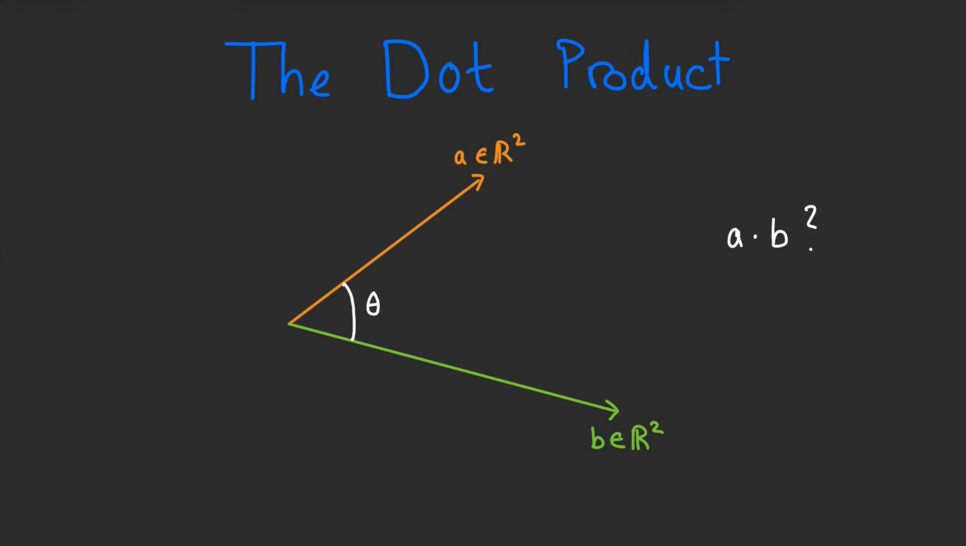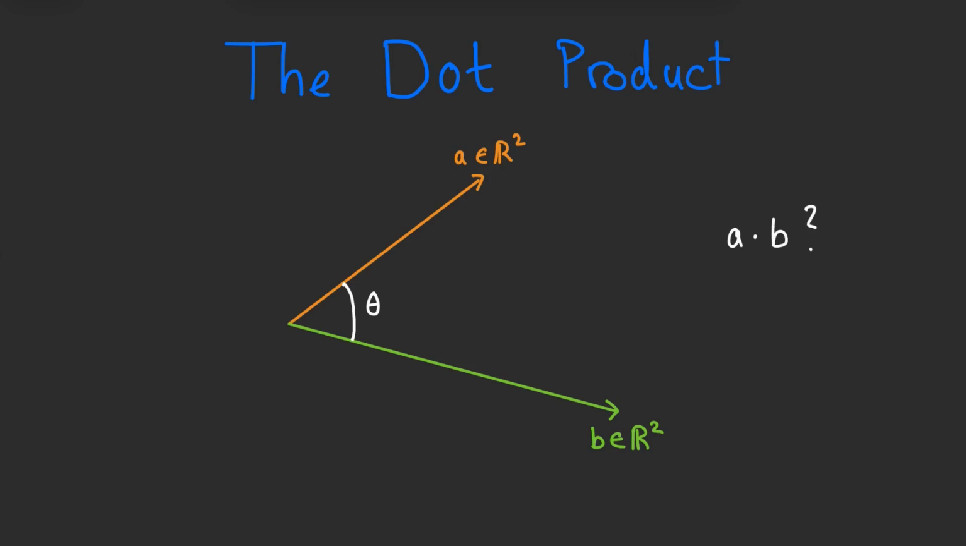Before we go into how to compute it, we will first start with what does the dot product do. So the dot product is an operation defined between two vectors of the same size. In our depiction here, we have a vector A and a vector B, both of them living in the R2 space. The dot product operation is simply written as a dot multiplication between the two vectors.